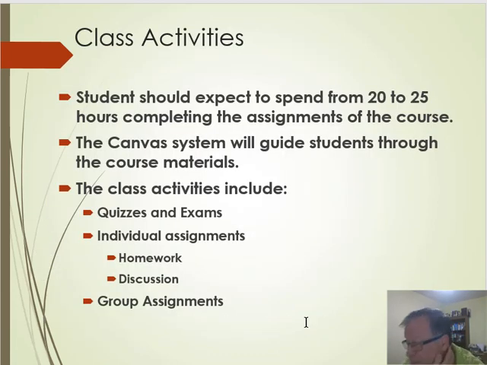You should expect to spend between 20 to 25 hours a week completing the assignments of this course. The Canvas system will help guide you through those materials. The class activities essentially include quizzes and exams, individual assignments that are homework and discussion types of assignments, and there are also group assignments that include research and a paper.